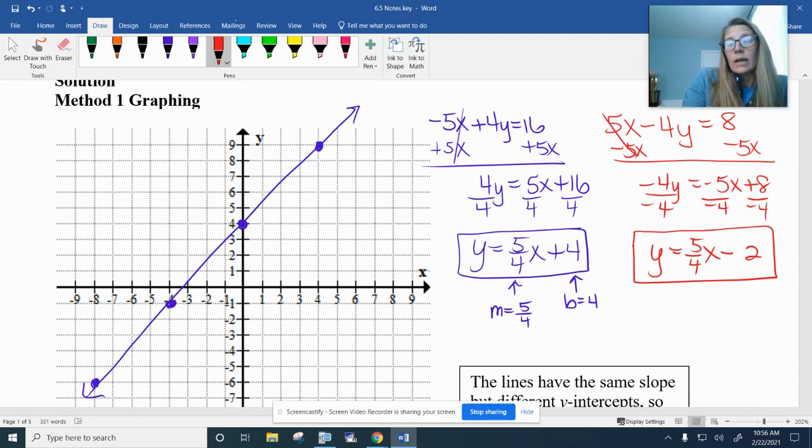Now my second line, I'm going to begin at my y-intercept of negative 2 this time. And then I'm going to move in accordance with my slope, which also happens to be 5/4 again. So again, I'm rising up 1, 2, 3, 4, 5, and then running 4 to the right. And going down 5 and 4 to the left to get some points in the other direction.